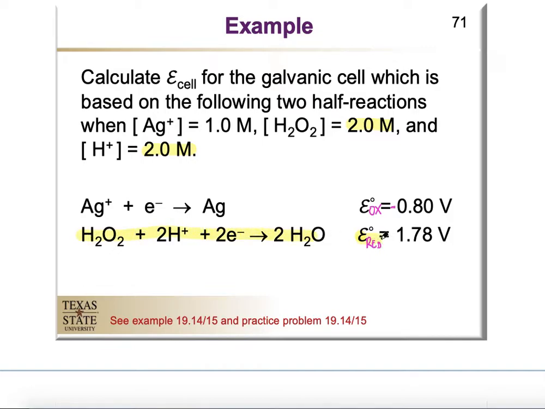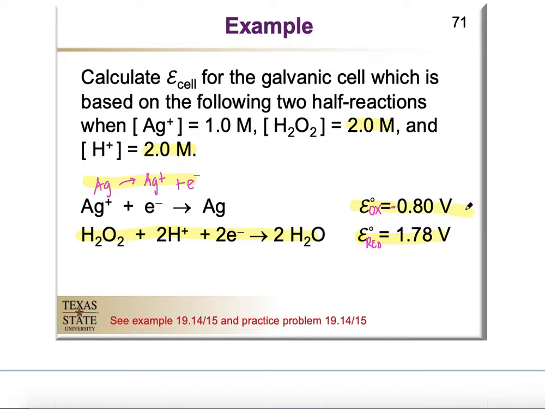All right, and so I'm going to highlight this one and this one. But for this one, I'm going to have to change the order of it. This is going to be Ag going into Ag+ plus an electron, and this is its cell potential because I already changed the sign.